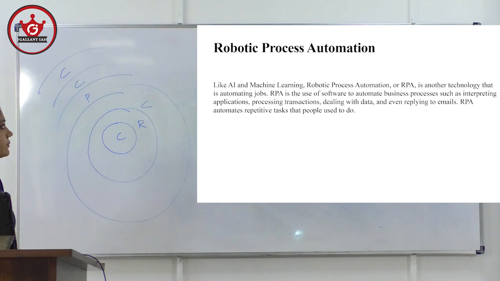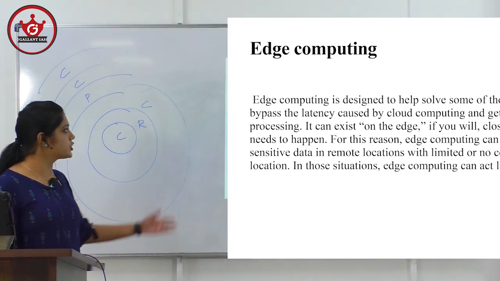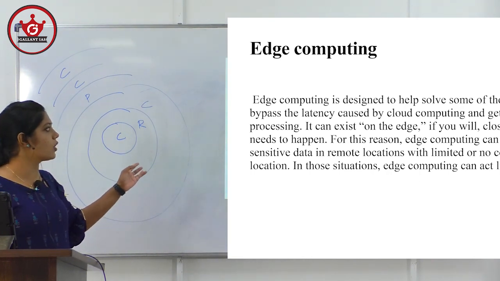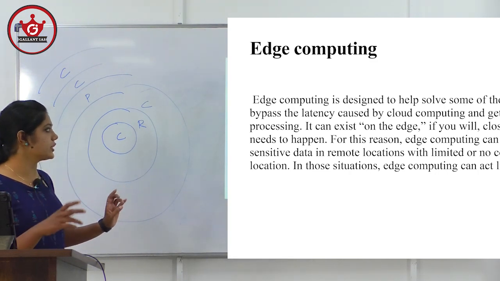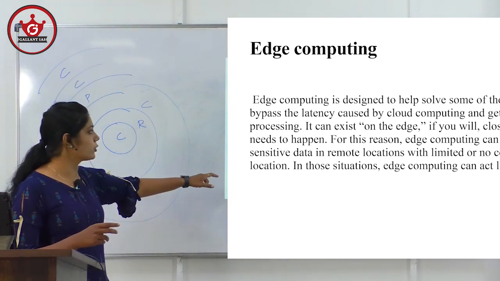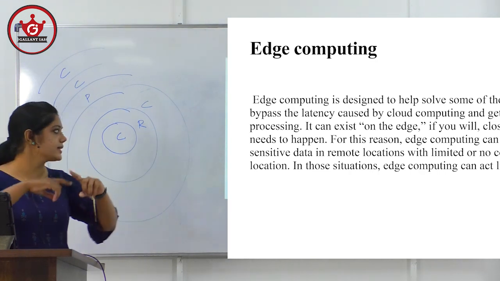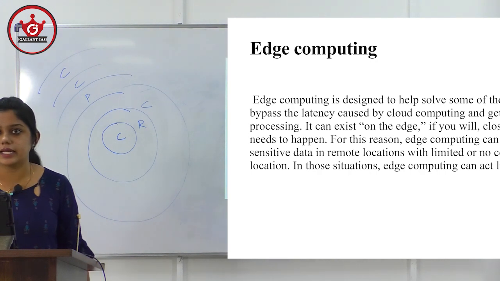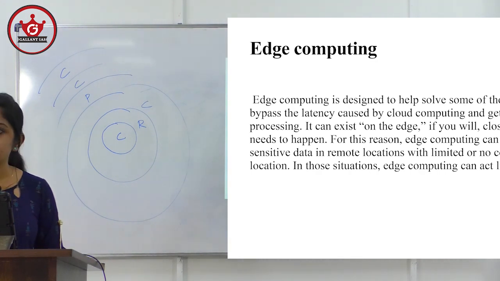Next is edge computing. Earlier we had cloud computing. Now edge computing is designed to help solve some of those problems as a way to bypass the latency caused by cloud computing. So it can exist on the edge; that's why it is called edge computing. Edge computing can be used to process time-sensitive data in remote locations with limited or no connectivity to a centralized location. It can act like mini data centers, similar to cloud computing. Important. These are all emerging technologies.